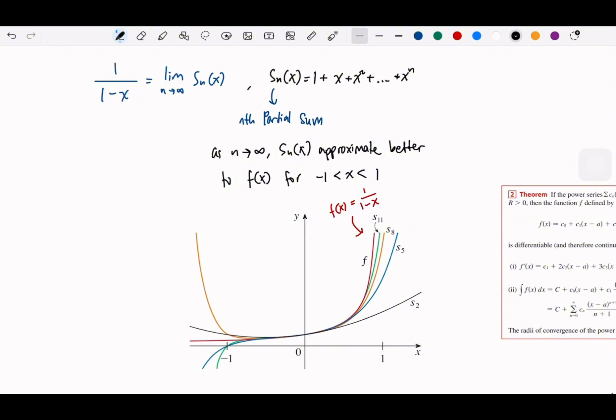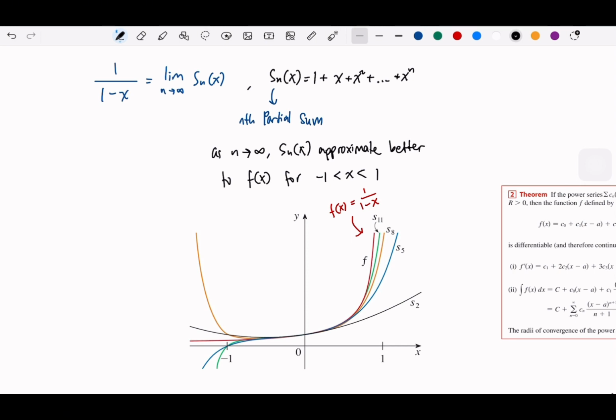Now what we can observe is on the interval -1 to 1. If you see any differences outside, we are going to ignore that, because that is not in our observation. We focus here, and we see that when we increase S2, 3, 4, 5, and then 8, 11, and more and more, it gets closer to this red line. So this is going to be true when we have the interval -1 to 1.